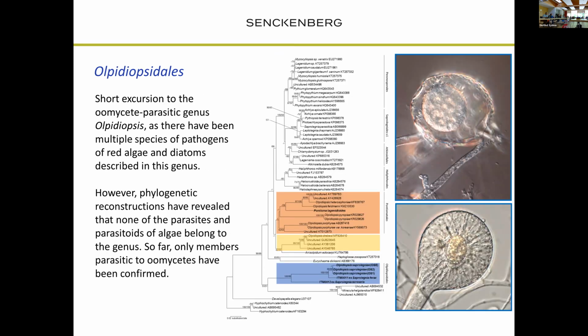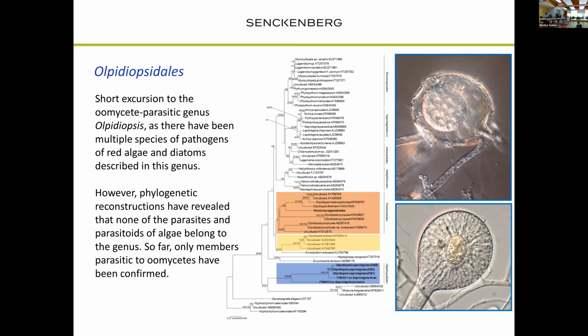Okay, now the short excursion to Olpidiopsis. Olpidiopsis is really confined just to parasites of Oomycetes, as far as we know so far. What you can see here is Olpidiopsis saprolegnae infecting a hypha of Saprolegnia. If it infects the hyphae, they become hypertrophied, and then they form the sporangium inside.